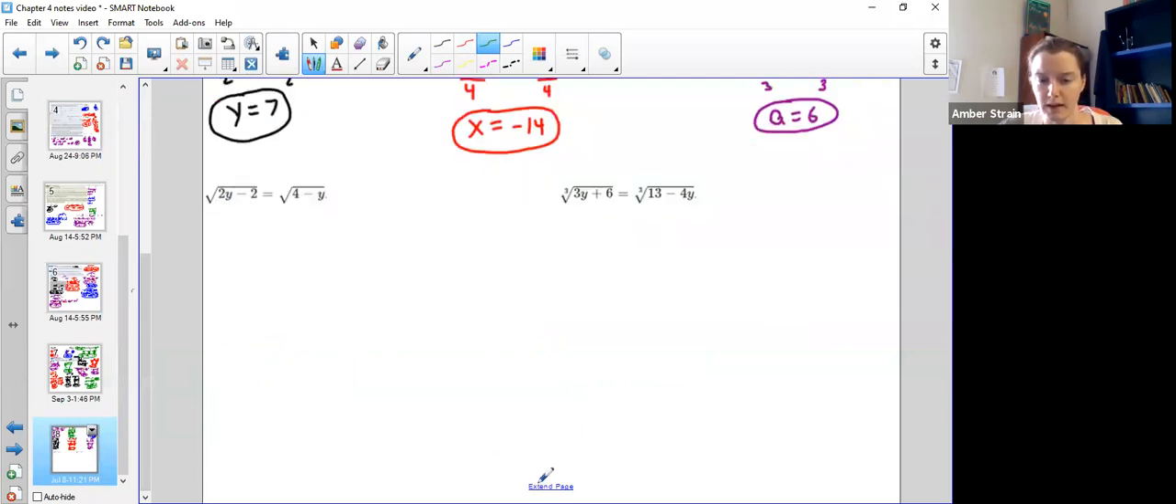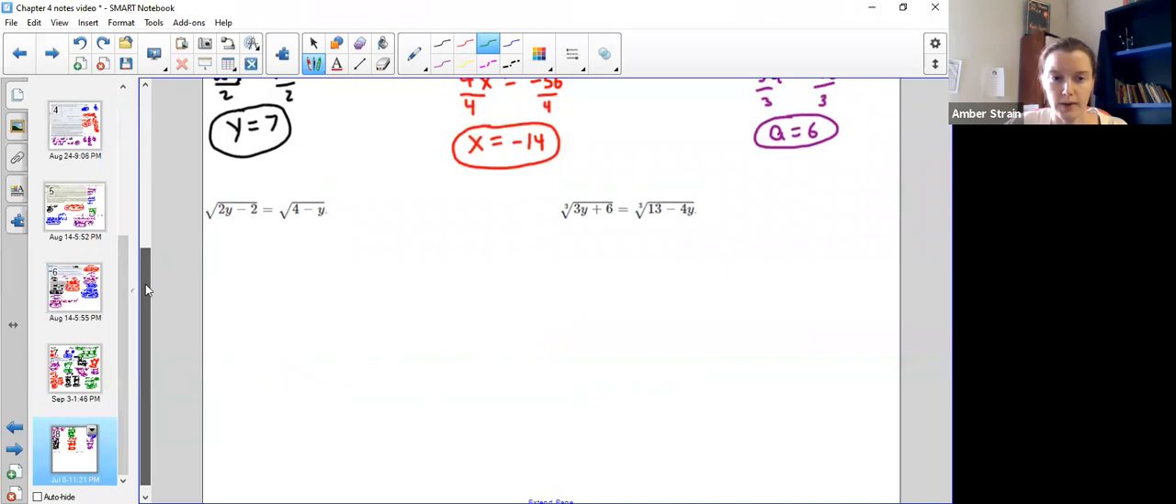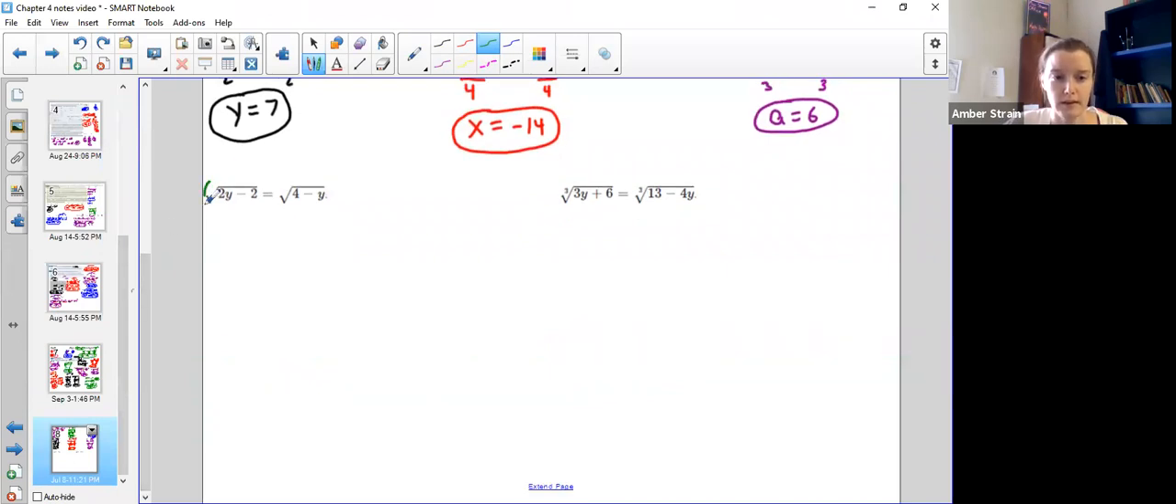Now this one right here, I have a square root equals a square root. I would need to be a little bit careful about any crazy signs going on, but basically, since these have to end up as positives, and these also have to end up as positives, it works itself out. So when I square both sides, to cancel the square root on this side, it also cancels the square root on this side, which means that it's really just that 2y minus 2 equal to the 4 minus y. Now I solve like normal.